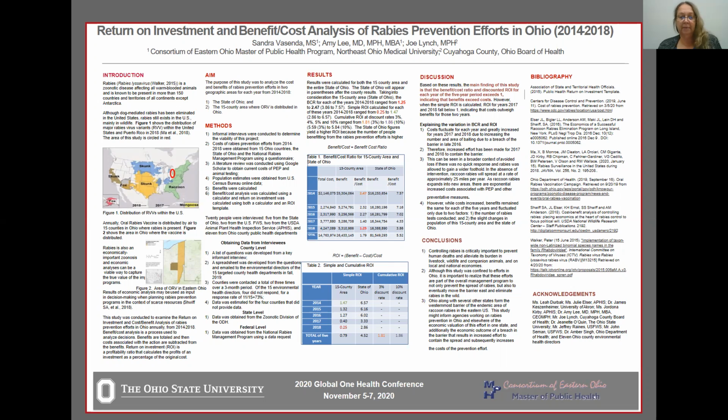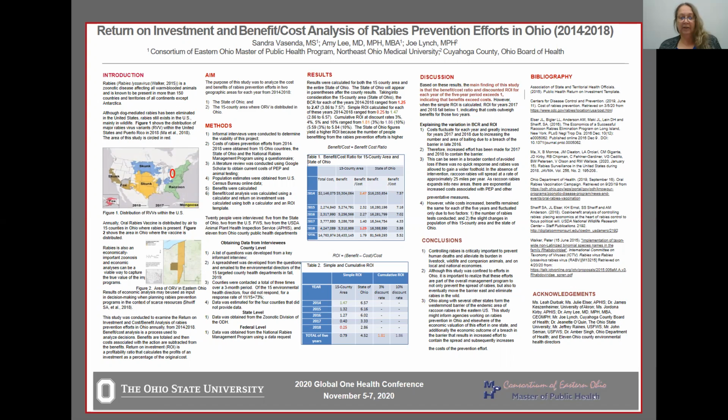Figure 1 in my poster shows the distribution of the major rabies virus variants. The green area shows raccoon rabies. The area of this particular study is circled in red. Every year, oral rabies vaccine is distributed throughout a 15-county area in northeast Ohio where rabies is present. Figure 2 shows the area in Ohio where this takes place.